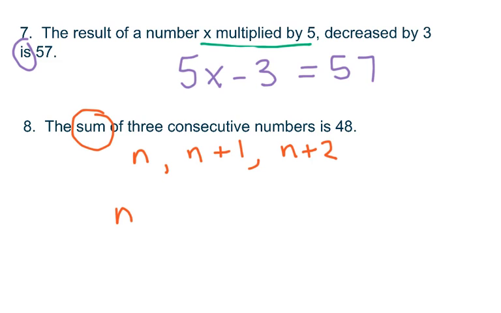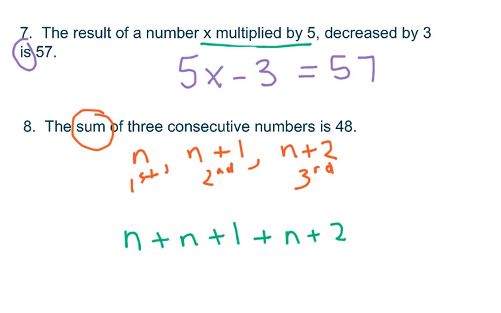We're going to add n. That's our first number. This is our second number, and this is our third number, and we're going to add all this together. So, let's go to green. Our first number is n plus our second number, which is n plus 1, and our third number, which is n plus 2. And there's the is, equals 48.